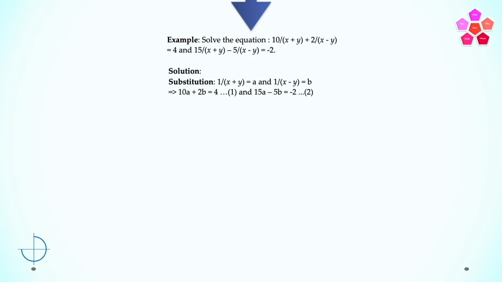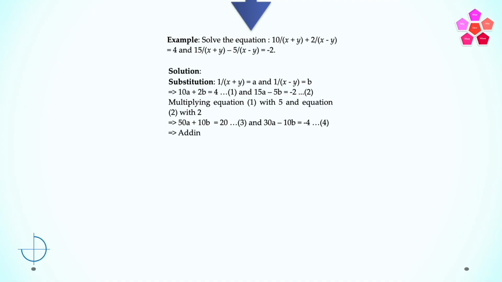So now let's continue forward by multiplying equation 1 with 5 and equation 2 with 2. So finally we have the two equations as 50a plus 10b is equal to 20, which forms our equation 3, and 30a minus 10b is equal to minus 4, which forms our equation 4. As we can see, we will be adding equations 3 and 4 here. So we get 80a is equal to 16, which implies that a is equal to 1 by 5 and b is equal to 1, which can be verified from equation 2 also.